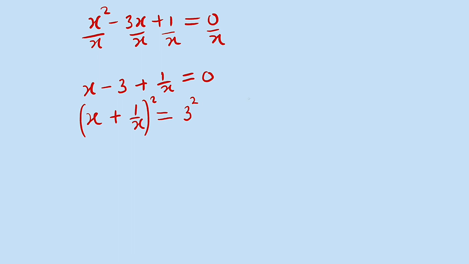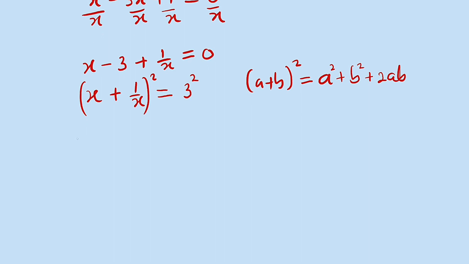I remember that if you have a plus b all squared, this is the same thing as a squared plus b squared plus 2ab. So let's do the same thing here. We have x squared plus 1 over x squared, then plus 2 multiplied by x multiplied by 1 over x. And to the right hand side, we have 3 squared, which is equal to 9.